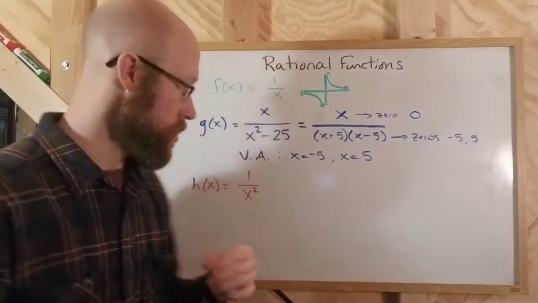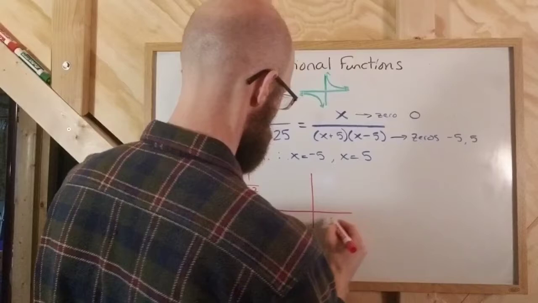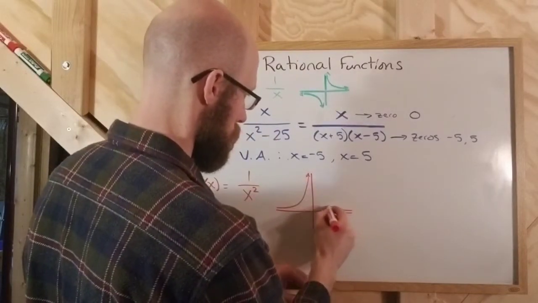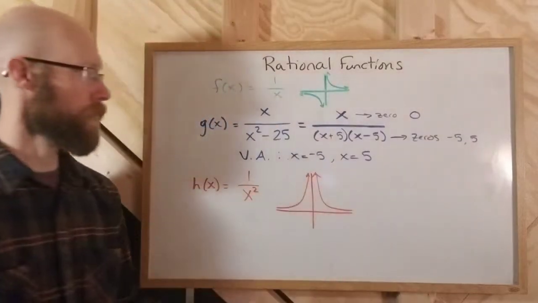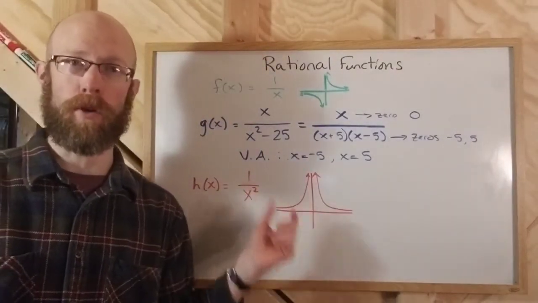And so what you'll end up with here is a graph that approaches the vertical asymptote, both sides going upward, and it'd be a mirror image of each other.